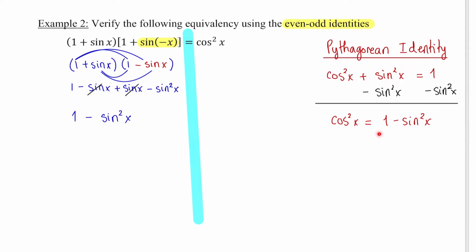This is just another variation of this. These two are equivalent. So from here, I have 1 minus sine squared x, which actually can be replaced with cosine squared x by using the Pythagorean identity. So from here, I have my left-hand side from 1 plus sine x times 1 plus sine of negative x. I rewrote it to cosine squared x, which looks like my right-hand side. So that means this statement is being verified.